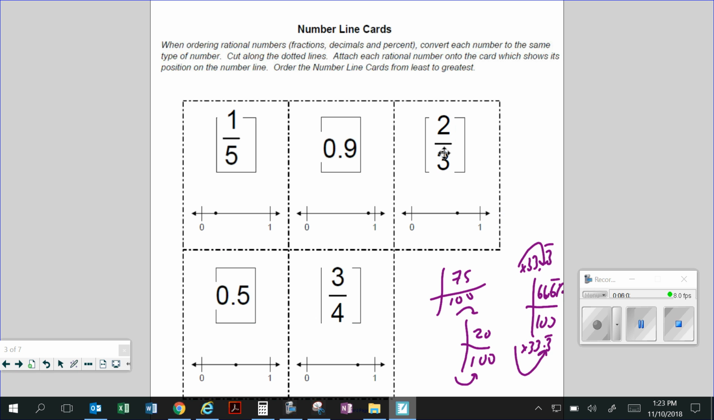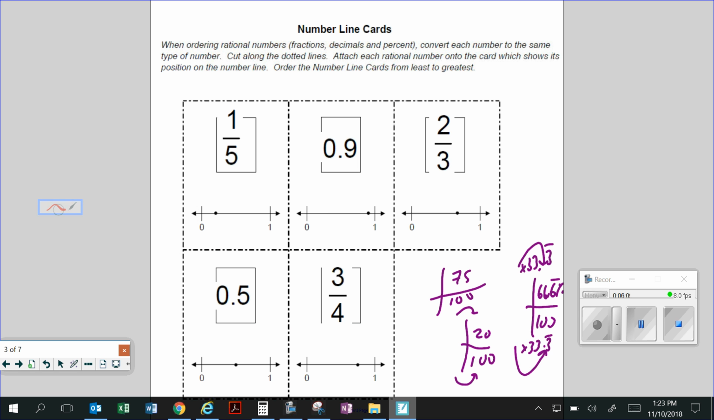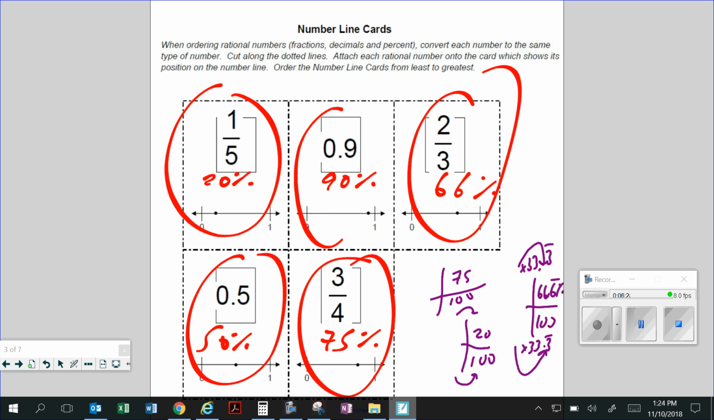Now, I would like you to cut these out, and you're going to put these in order from least to greatest. So this is 20%. 9/10 is 90%. About 66%. 50%. 75%. So the least is 20%. Then 50%. And 66%, 75%, and then the greatest is 90%.